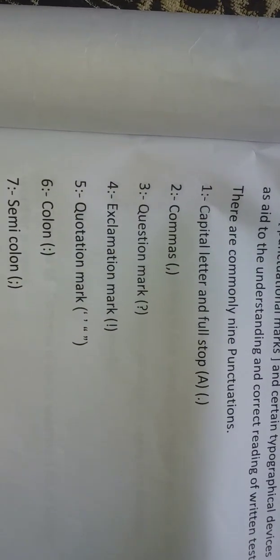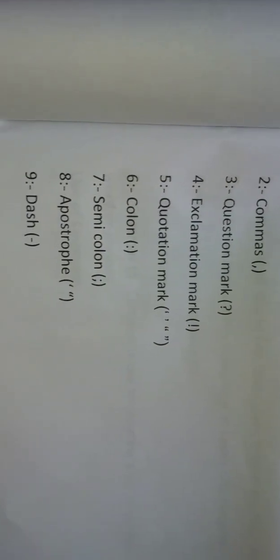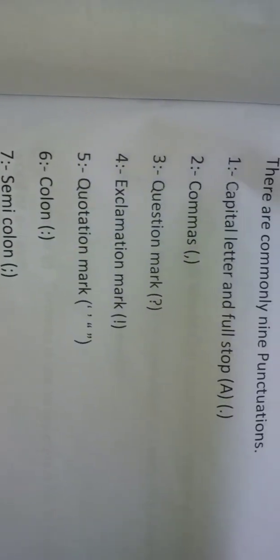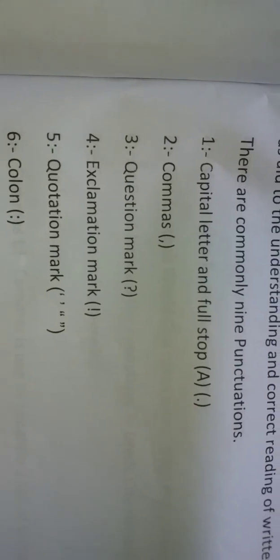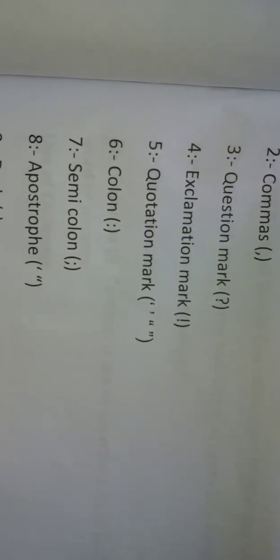There are commonly nine punctuation marks which we use. First is the capital letter and the full stop, second is the comma, third is the question mark, fourth is the exclamation mark, fifth is the quotation mark, sixth is the colon, seventh is the semicolon, and eighth is the apostrophe and dash. As you know, with a capital letter the first word is capital, and you will see the full stop sign, comma sign, question mark sign, exclamation mark sign, quotation mark, colon, semicolon and apostrophe.